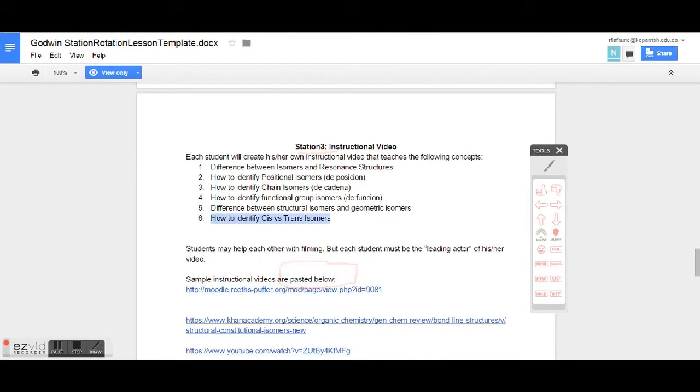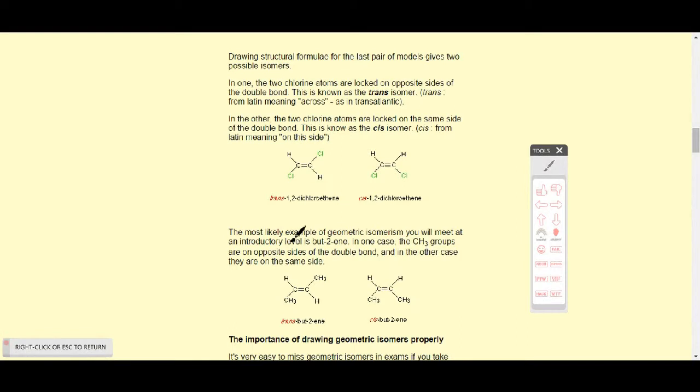Now finally, how to identify cis versus trans. That first one is a trans. Trans actually means across. So you can see that the same atoms are across from each other. But on cis, they are not across, but they are on the same side. Cis is from Latin, meaning on this side. So they are both on the same side. So we can see in our example here at the bottom, on the trans they are across, but on the cis they are on the same side.